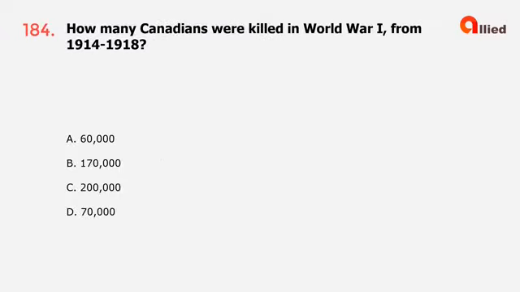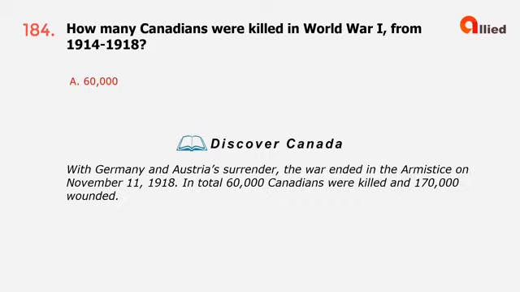Question 184. How many Canadians were killed in World War I, from 1914 to 1918? A. 60,000. B. 170,000. C. 200,000. D. 70,000. The answer is A. 60,000.